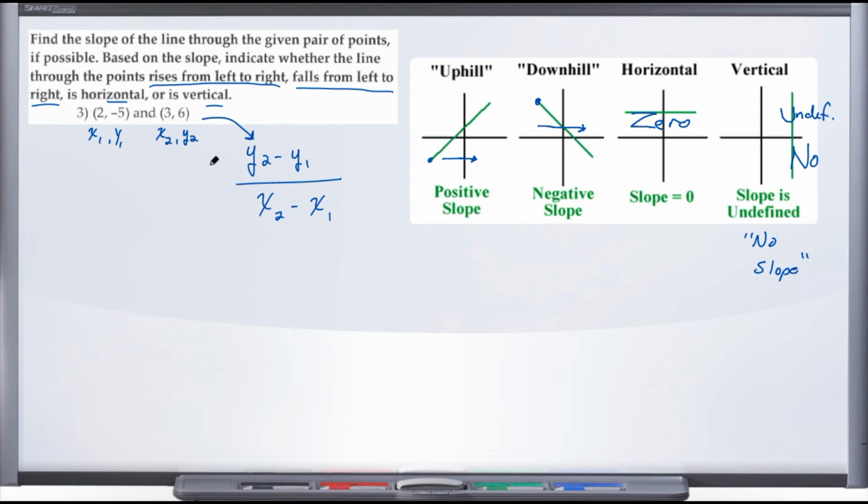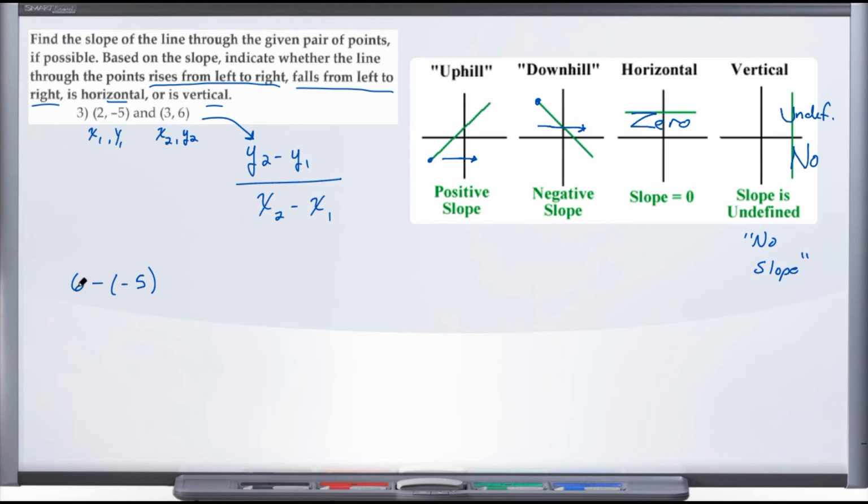Here we have y2 labeled as 6, so we have 6 minus y1, which is -5. It's important to note that I plugged in using parentheses. You want to do that because if you plug in without parentheses, there's a chance you might make an arithmetic mistake when you evaluate the slope. So get into the habit, not only on this problem but going forward into the rest of this course and into higher level maths, whenever you plug in a value for something, do it with parentheses, and it will help alleviate some mistakes when it comes to signs.